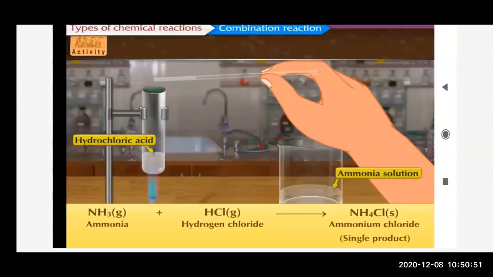In front of you, the chemical equation is written: ammonia in gaseous state and hydrogen chloride in gas both react to form ammonium chloride in solid state. Here you can see two reactants on the left hand side, and only one product is formed on the right hand side. So this is activity 1. Hope you have understood the first activity.